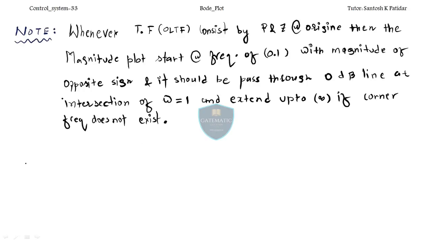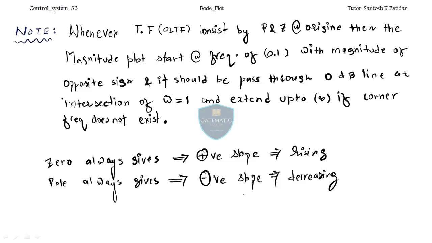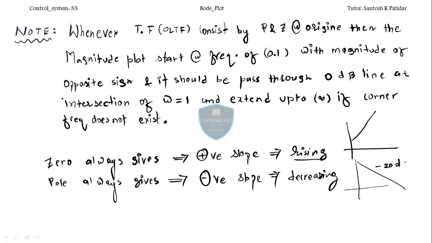Now the conclusion part is that a 0 always gives a positive slope, that is the rising slope, and a pole will always give a negative slope. It will be minus 20 dB per decade, or 40 dB or 60 dB or whatever. It depends on the value of n. Over here it's 20 dB per decade, 40 dB, 60, 80. Okay, like this.